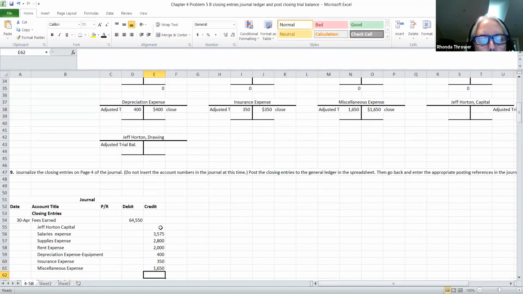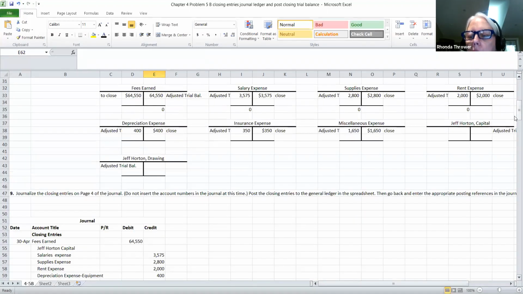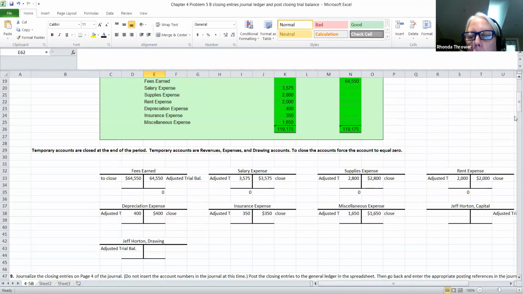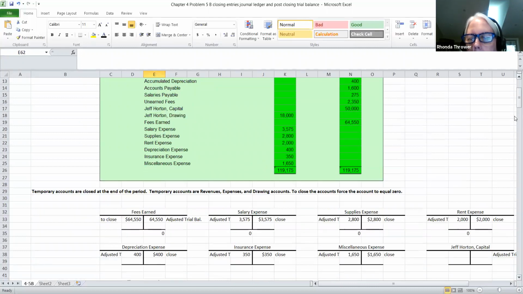And if you were to balance this, if you were to add up your debits and your credits in your journal now, they would not balance. And there's a reason for that. And that's because the difference between your revenue and your expenses will be net income. And the net income amount would be added to the capital balance.